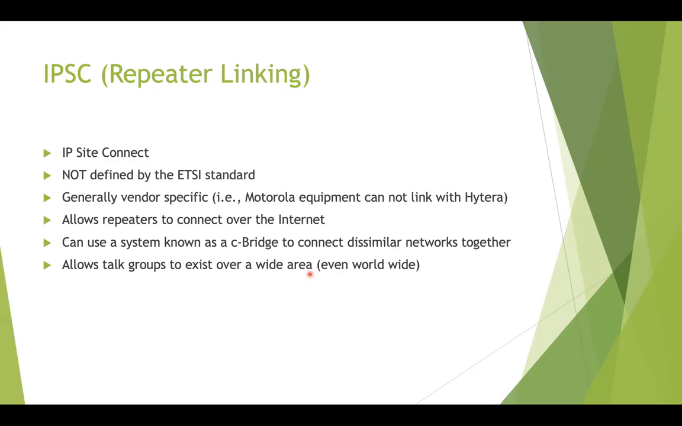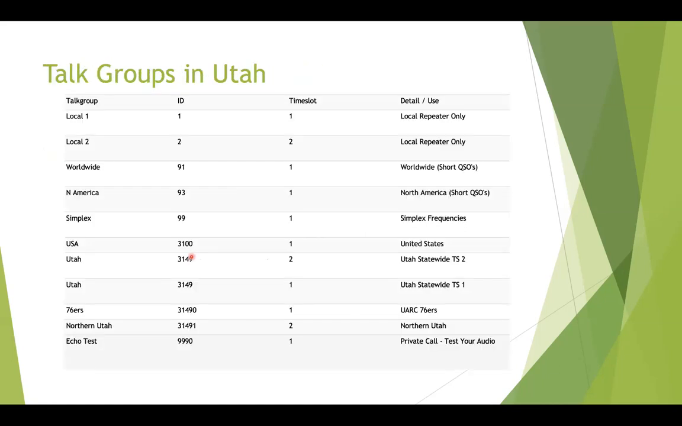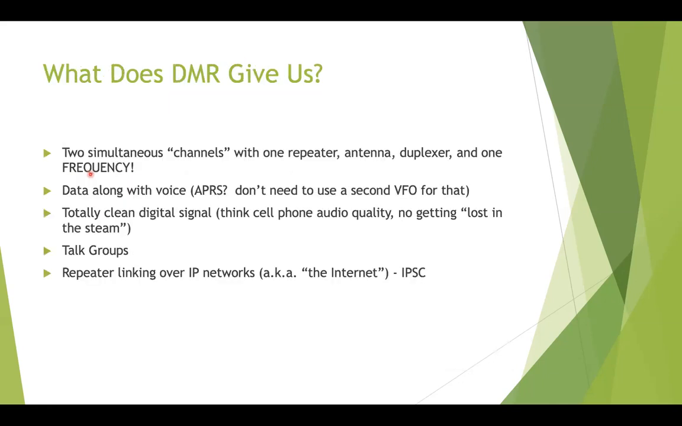I don't have any experience with that yet, but I did get my radio from UPS today, so I'll be fiddling around with that soon, and hopefully I can add some stuff to this talk for that part. This bridging or internet connection protocol allows talk groups to exist over a wide area. So when we talked about the talk groups, we have this worldwide talk group, North America talk group, or Utah talk group. On worldwide, you could go on there and talk to somebody in Europe or in Australia, as long as they're on that same talk group.